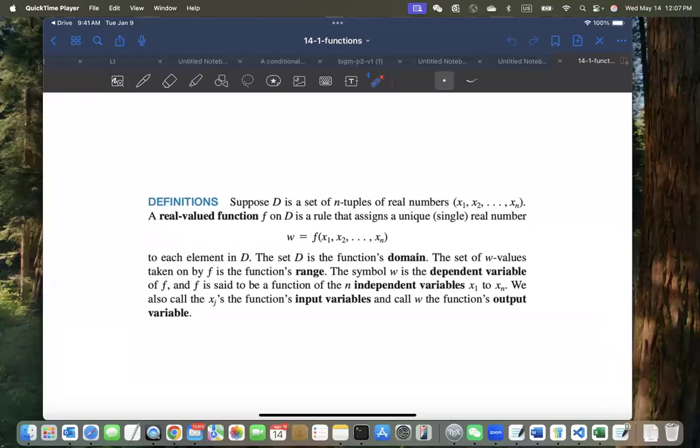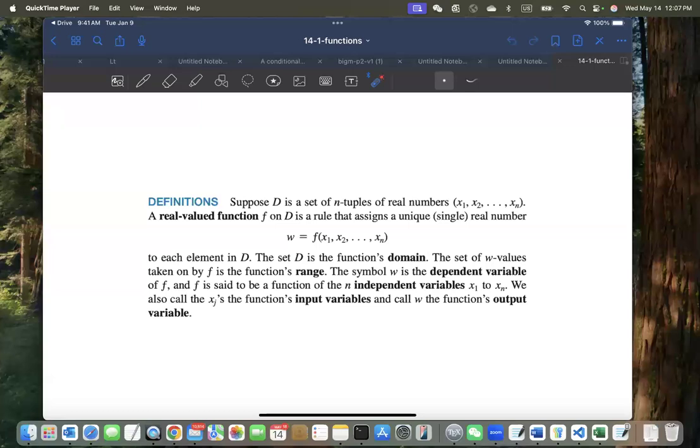Here, we're going to talk about, for a given function, what the domain and range are. So we have a function, w equals f of x1, x2, ..., xn. That means if you're given some values x1, x2, ..., xn, then it will determine w. Or in other words, the value of w depends on what values you give for x1, x2, ..., xn. So for that reason, w is the dependent variable and x1, x2, ..., xn are independent variables.